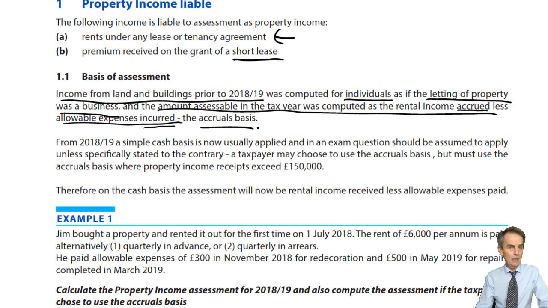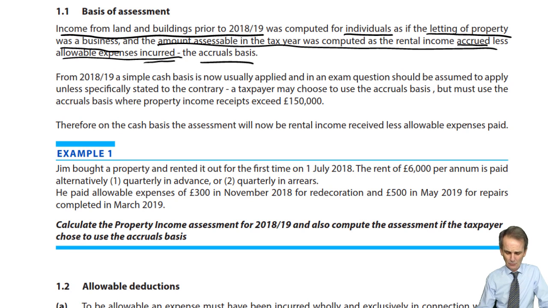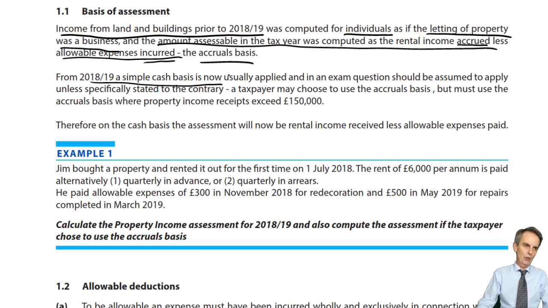But now, for individuals, companies will still operate the same system of an accruals basis in their corporate tax computations. But for individuals, as we'll discover here, we now apply a simple cash basis. It's far easier for an individual who happens to have property income, knows nothing about business, knows nothing about the accounting system and financial statements, to simply work on a receipt basis. So they've made life easier for taxpayers to determine what will be their income tax assessment within any tax year. So we'll work on a simple cash basis.